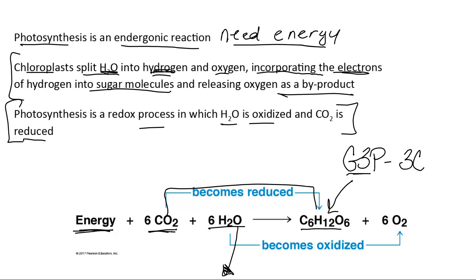It becomes oxidized like this, right? And the hydrogens then are being pumped. Some will be incorporated to add those hydrogens into a glucose, because carbon dioxide doesn't have a hydrogen. So the hydrogens have to come from somewhere. They are coming from the water.